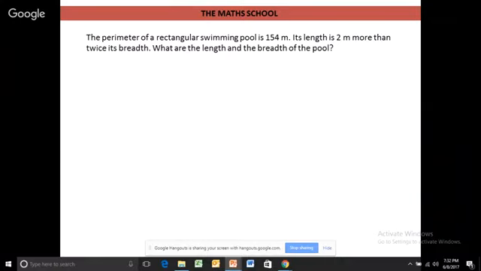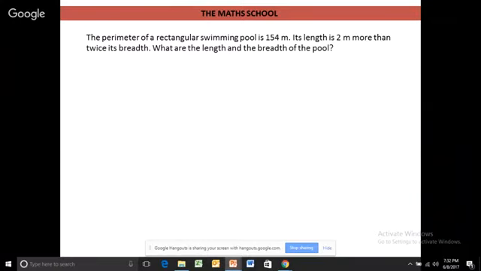Now for this rectangle, it is given its length is 2 meters more than twice its breadth. What are the length and breadth of the pool? So here we are given that length is something related to breadth, right? And ultimately I need to find out length and breadth of the pool.